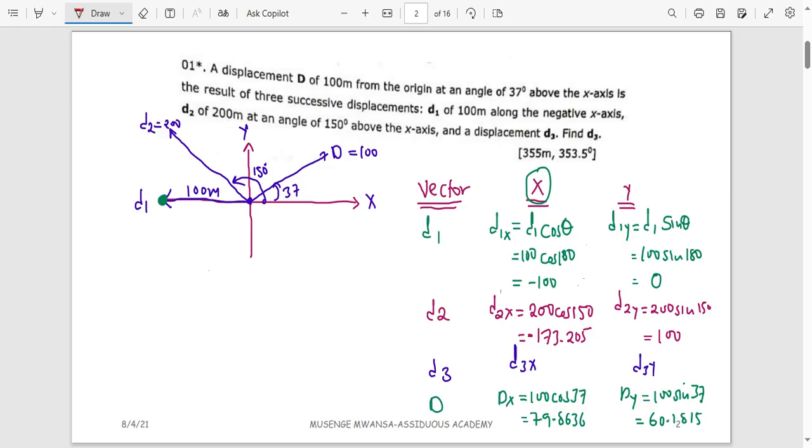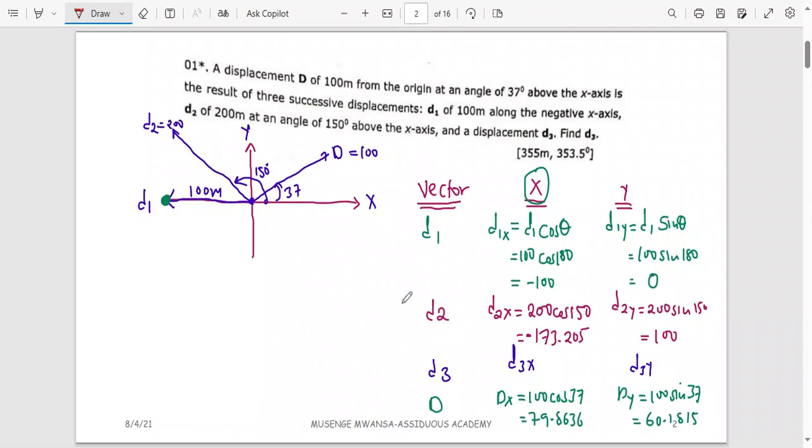Okay, so let's start with the first question. How did we find D3? D3, we didn't find it because we've not been given it. I've just broken it into components. Remember, every vector should have the x component and the y component. So I've just put D3 there and I've said D3x and D3y because I don't know what the x component for D3 is and I don't know what the y component for D3 is.